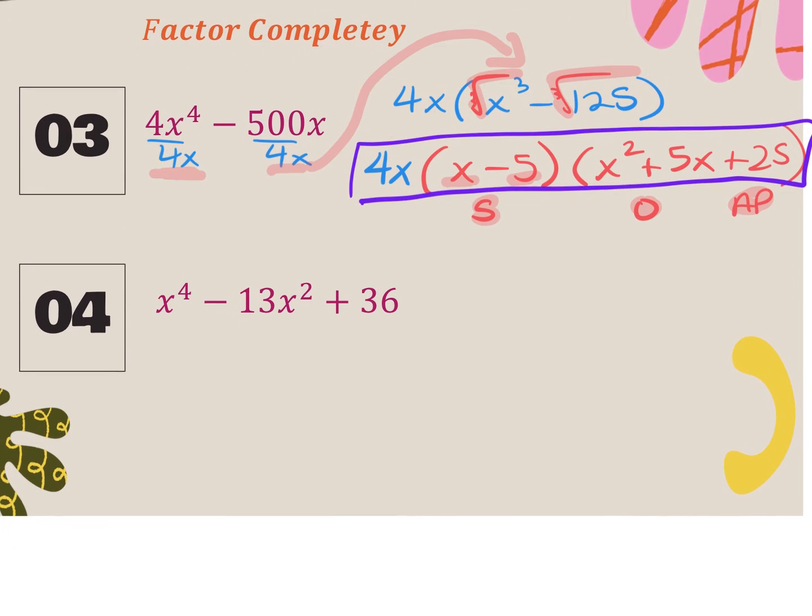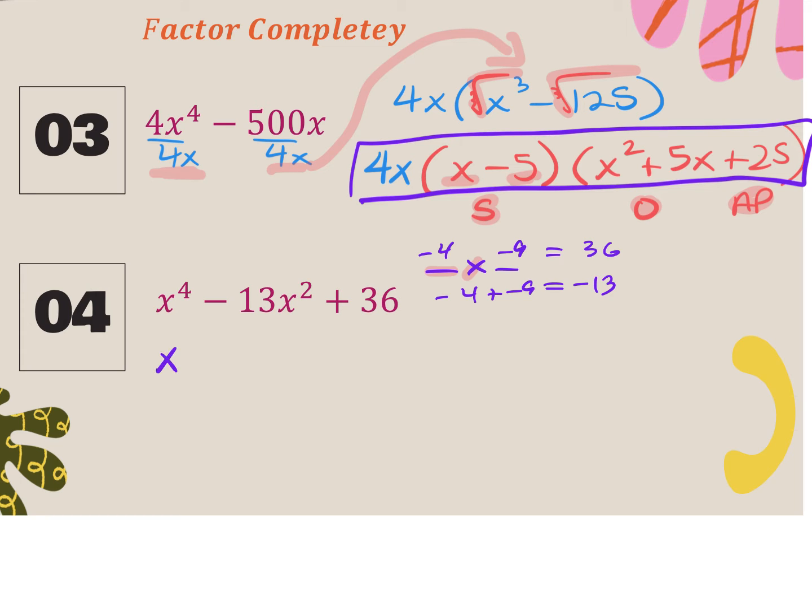So again, I'm looking for 2 numbers that will multiply to give me 36, a positive 36, and those 2 numbers are going to be negative 4 and negative 9, because that'll give me a positive 36, but when I add them, I do get the negative 13. So I'm going to go ahead and rewrite the first term, replace the middle with the 2 terms that we just found.